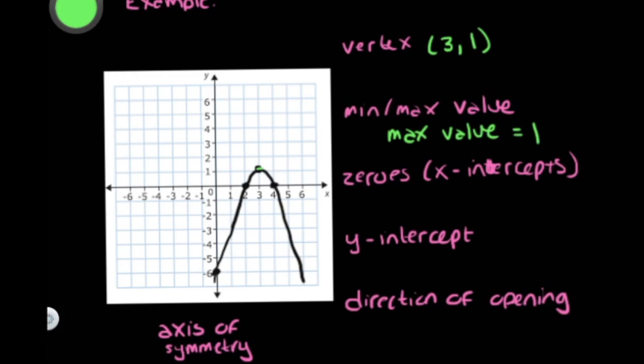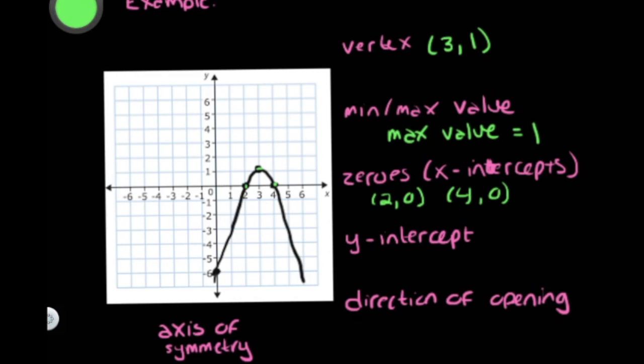Our zeros are x-intercepts, right? That's where our parabola crosses the x-axis. So we have these two points right here. These are my zeros. So what are my zeros? Well, one of them here is at 2 on the x and 0 on the y. So 2 and 0. And the other one is at, right over here, at 4 and 0. So 2 and 0 and 4 and 0 are my zeros, or my x-intercepts.